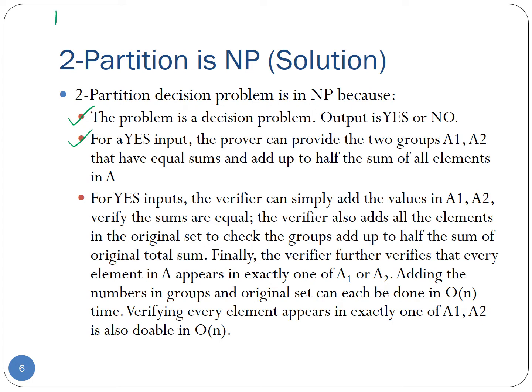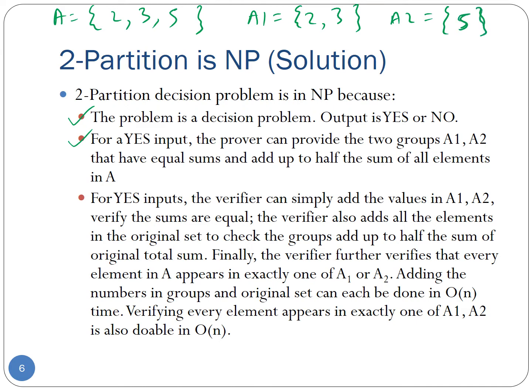So for example, if your input set A was 2, 3, 5, it is clearly possible to divide this A into two subsets A1 and A2 that each add up to 5. So your A1 would be 2 comma 3 and A2 would be simply 5 in this case.